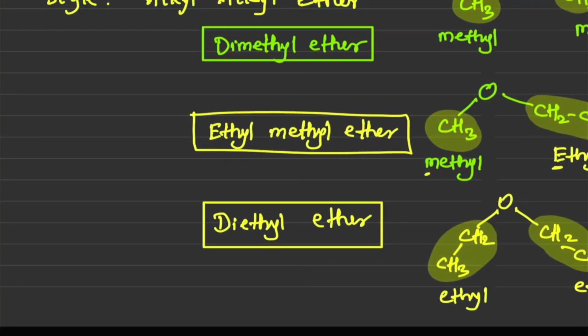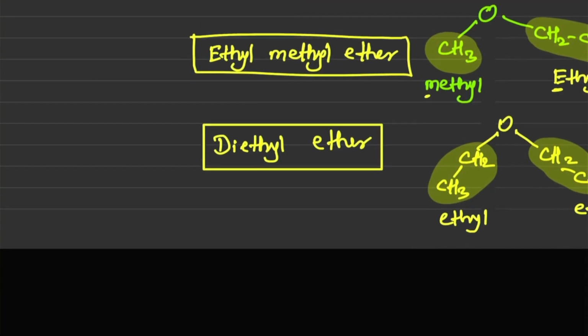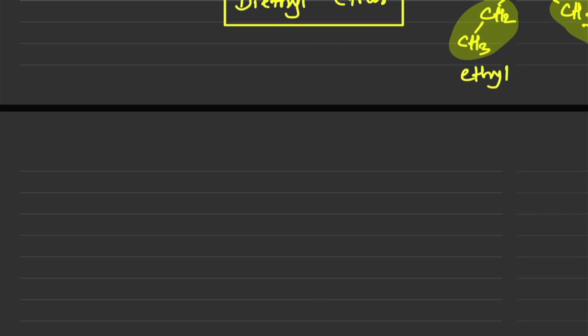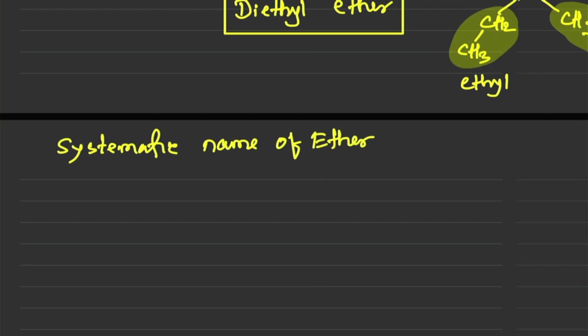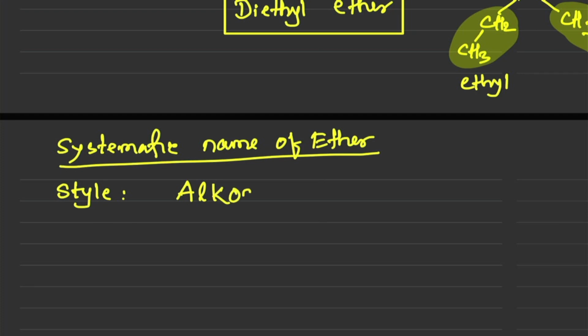All right, so let's go with the systematic name. How would you systematically name these ethers? The systematic name of ether, the style we use is alkoxy alkane.